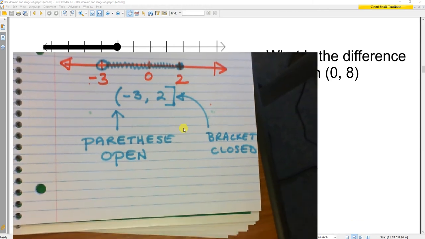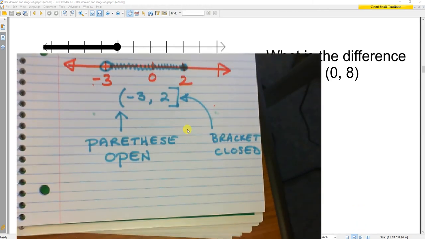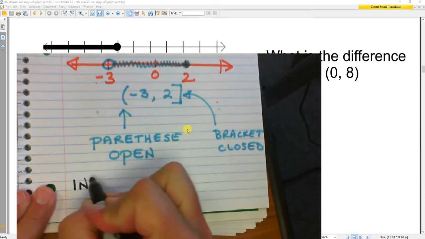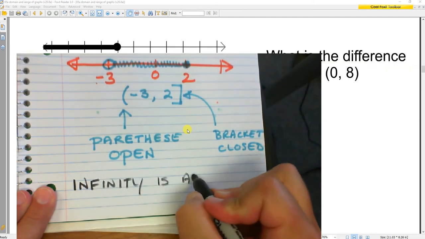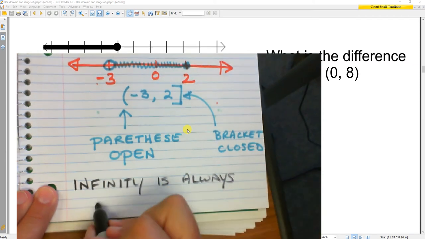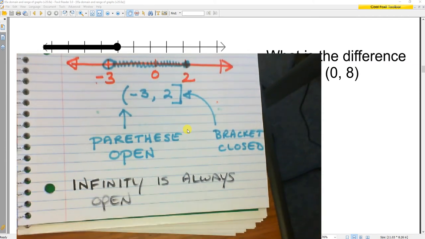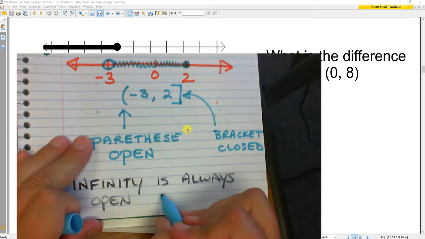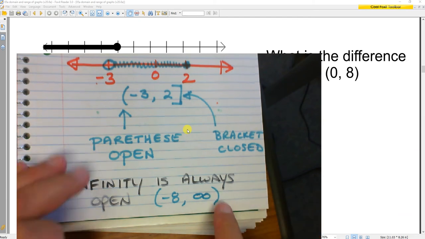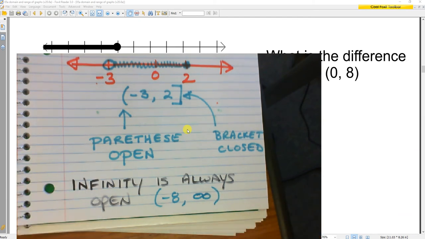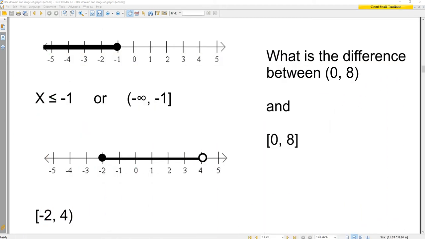Let's put that into our notes. Infinity is always an open circle. So if I wanted to say, hey, -infinity to infinity, this would be -infinity, -8. How about that? -8 to +infinity. And notice it's always an open circle with the infinities. So this is interval notation, and it's a way of showing information.